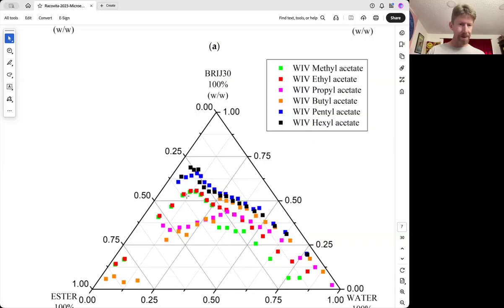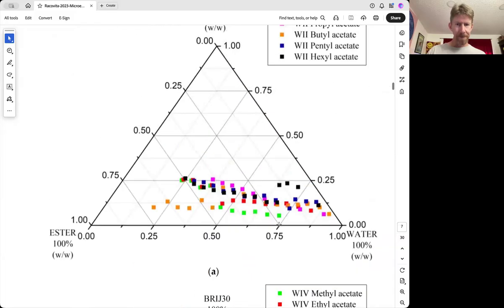Methyl is green down here, Windsor 4, and it goes all the way down there. Hexyl, pink. All of them with a Windsor 2 stop around here, which is 25% water. And so with less water than that, there is no water. There is no microemulsion. There is no Windsor 2.